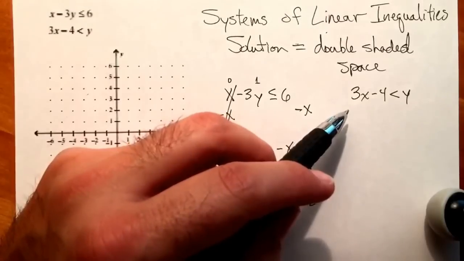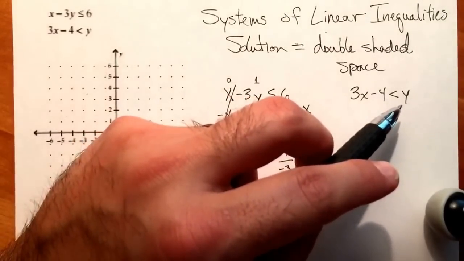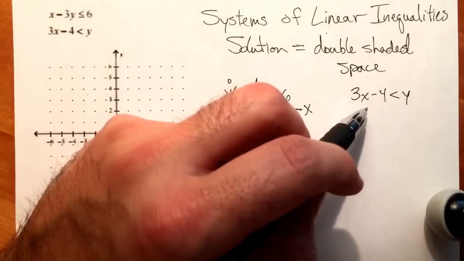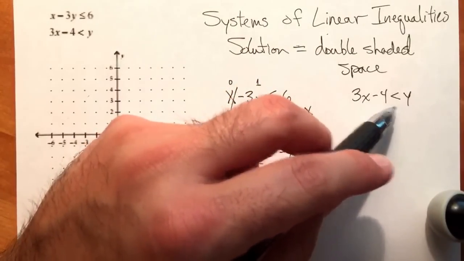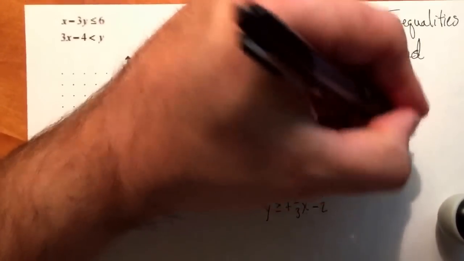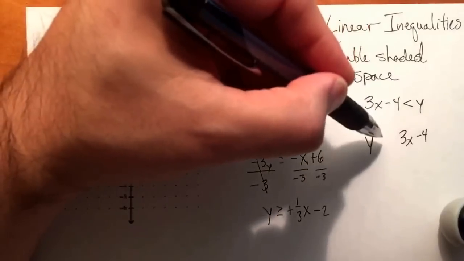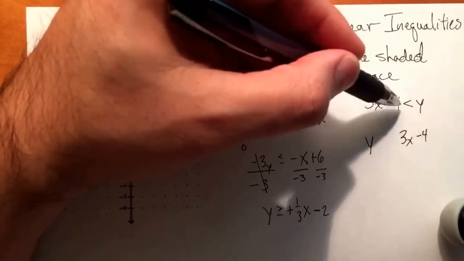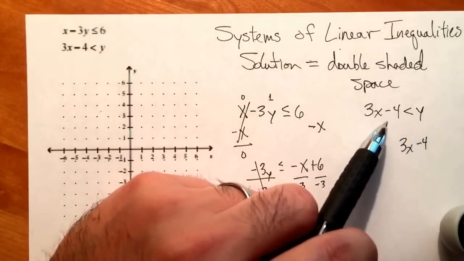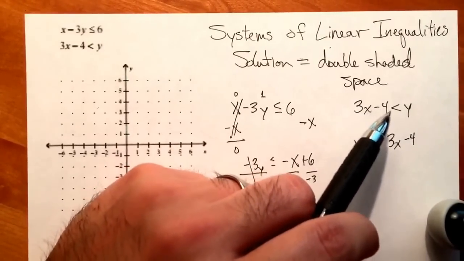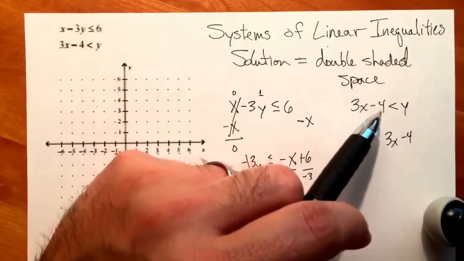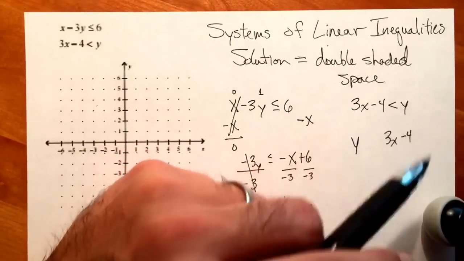And let's take a look at this one. Well, this is interesting. We've already got y by itself. This isn't standard form. This is actually slope-intercept form. It's just written backwards. So if we turn this around, we need to put y first. We have 3x minus 4. But what symbol do we need to put here? Do we put less than? Let's think about that for a second, because what this inequality says is that everything on the left-hand side is smaller than y. And we have to maintain that relationship. 3x minus 4 has to be smaller than y.